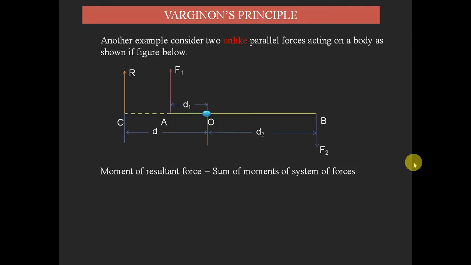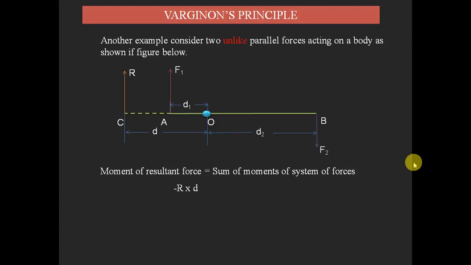So now I want to apply the Varignon's principle, which states the moment of the resultant force is equal to the sum of the moments of the system of forces. System of forces means the number of forces acting on a body. Here the moment formula is force into perpendicular distance to the particular point we are assuming, that is O here. So with respect to point O, the moment of the resultant force is minus R into d, where d is the distance we have assumed from point O.